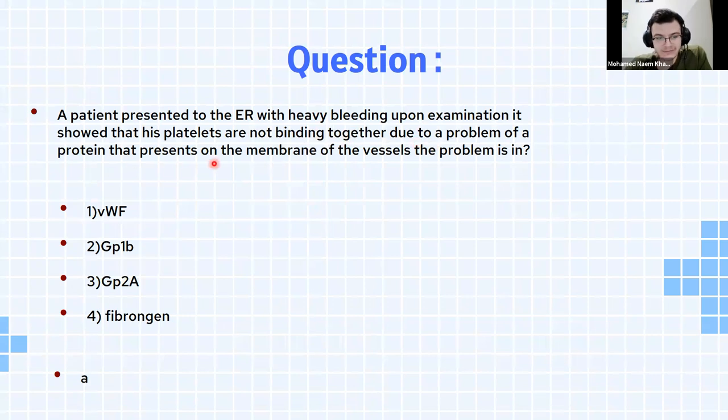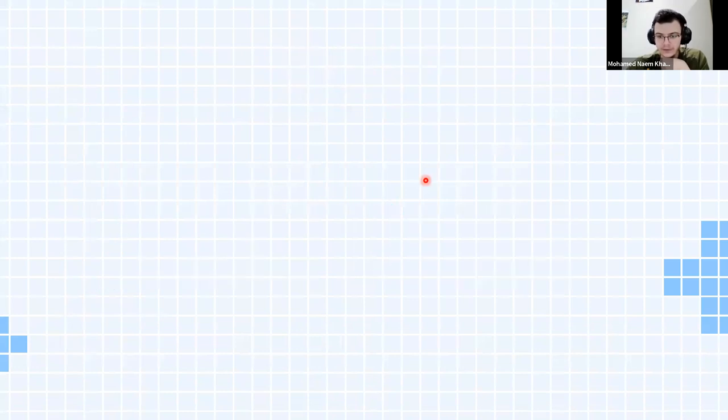But forget that not binding together. The problem here is that there's no protein to bind on the vessel, so there's no adhesion. So the problem he's guiding to is there's no adhesion. Remember the protein that presents on the membrane of the vessel. What protein is on the vessel? It's the VWF.